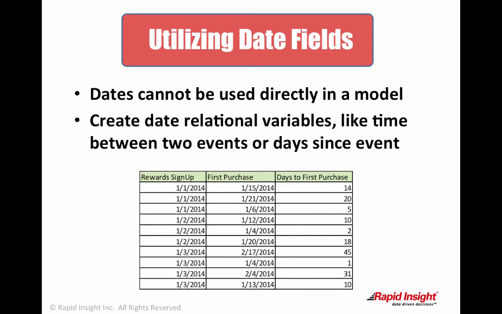So the example we have here is when a customer signs up for a reward program, when their first purchase was, and then the number of days to their first purchase. So the reward sign up and the first purchase might not be very useful to a model, but knowing the number of days between those two dates could be very useful. So any kind of information that we can glean from the date fields, we'll definitely want to try to extract, but generally speaking, we won't be able to use the dates themselves.